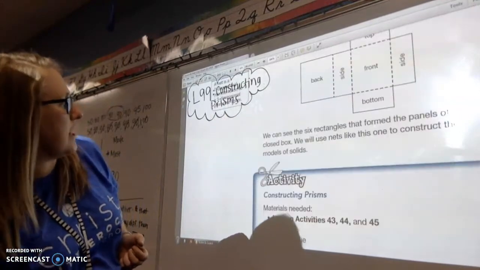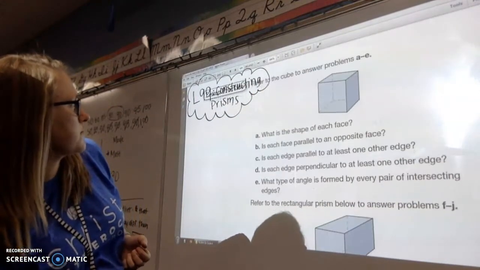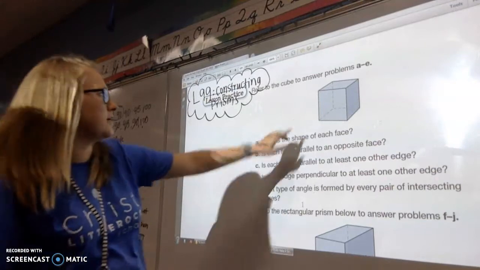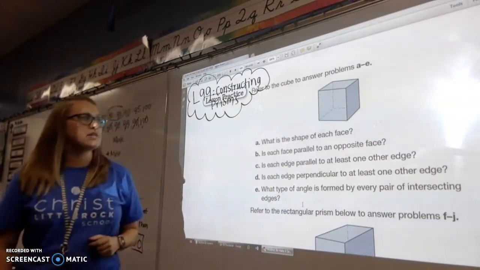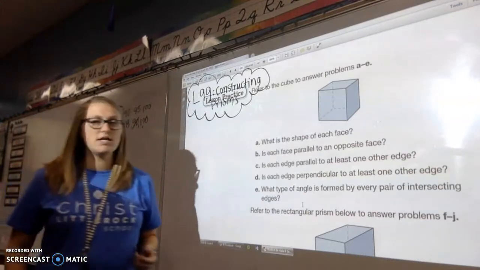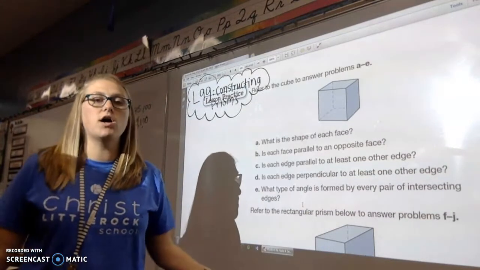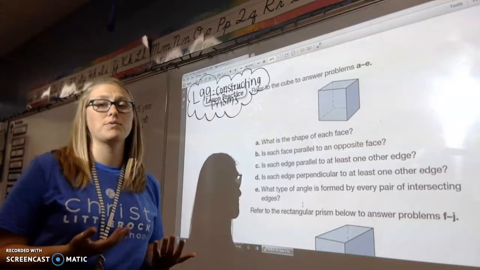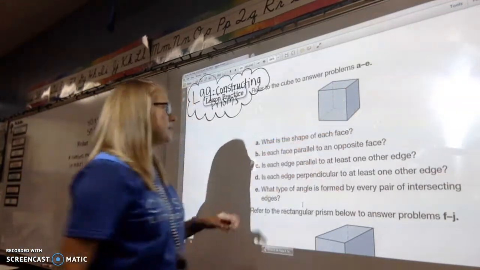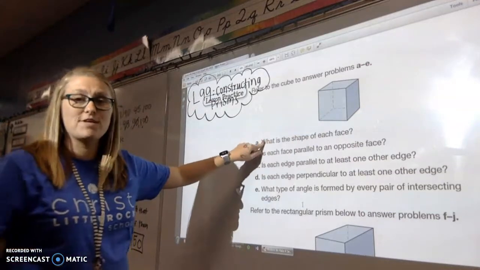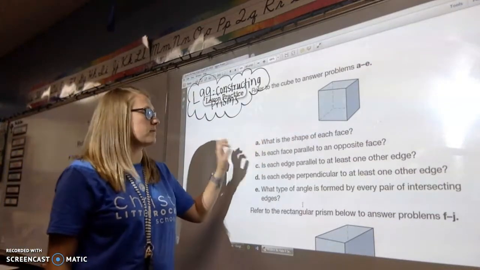So if I scroll down here, it says refer to the cube to answer problems A through E. So a cube, we know, is made up of all squares. That's what makes a cube a cube. Every edge is exactly the same length. Okay, so what is the shape of each face? The shape is a square.